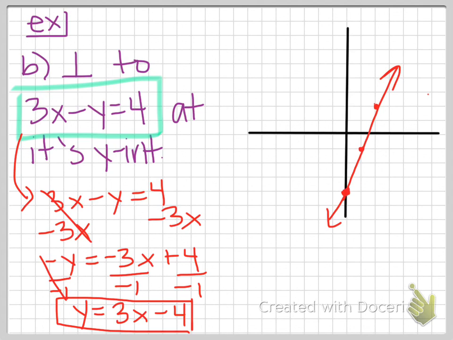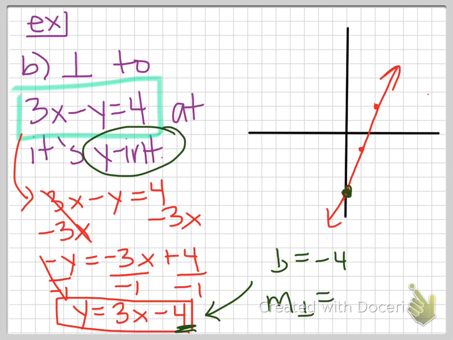So the final answer is saying they want a line that is perpendicular at the y-intercept. So the -4 is the y-intercept. So I'm, again, going to put a dot at the -4. And then they want me to use the perpendicular slope. So the slope right now is 3, which can be considered a 3 over 1. So the perpendicular slope is going to become a -1 over 3. So don't forget to flip that fraction.